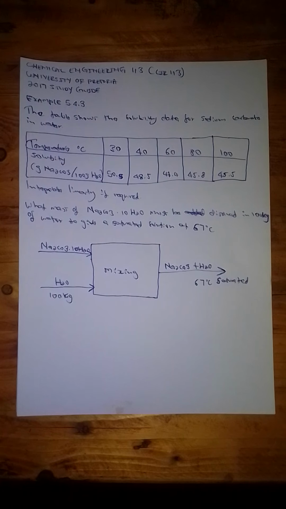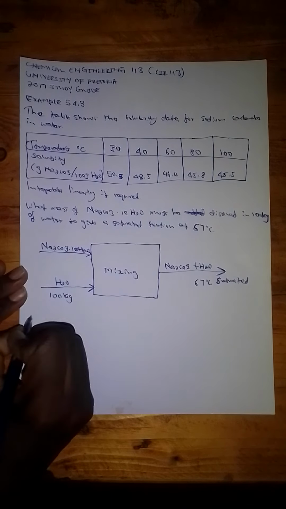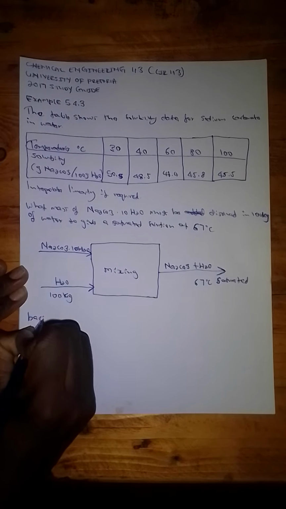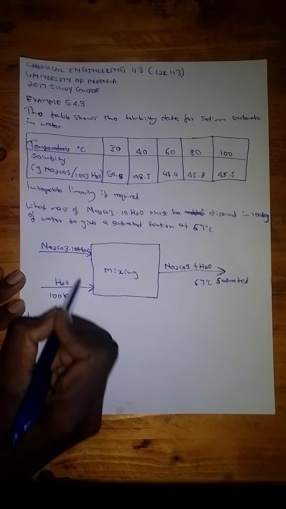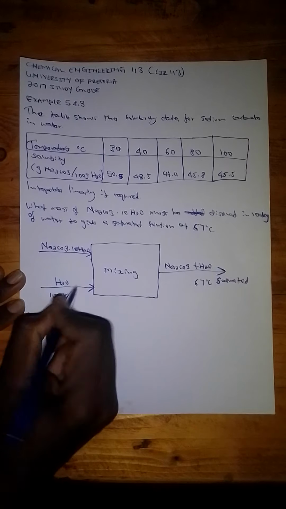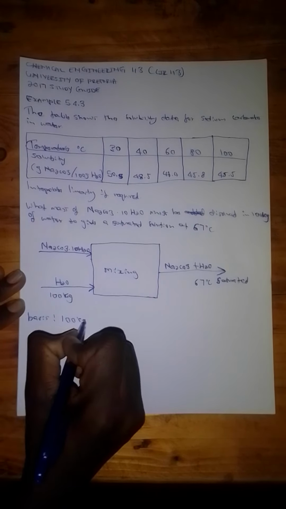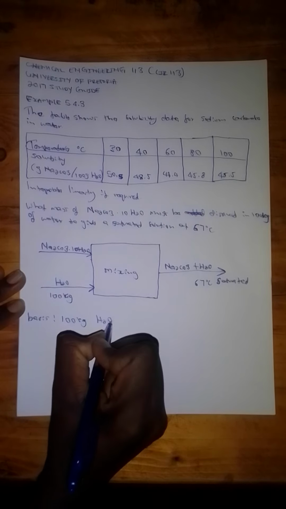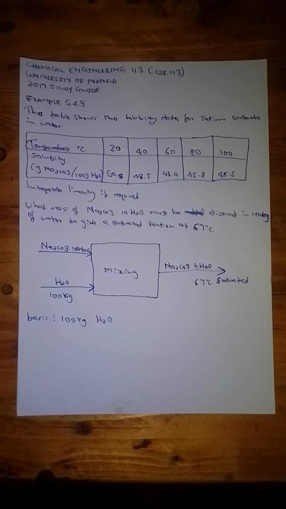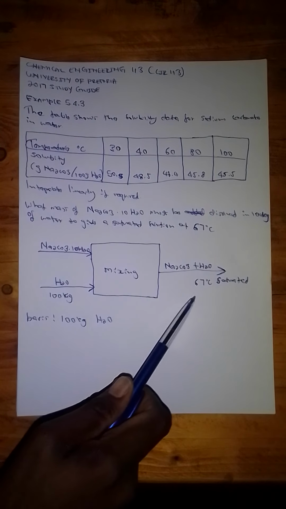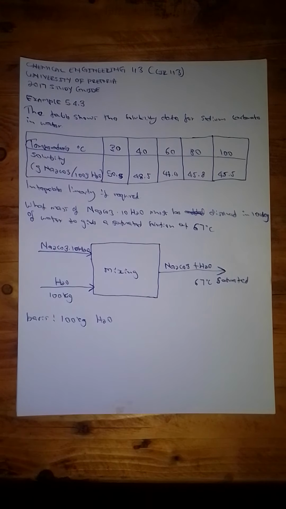So now the first thing we need to do is let's choose a basis. As usual, it will be easier to use this basis: 100 kilograms of H2O. So this is actually the stream. And then remember that we want the solubility data at 67 degrees Celsius.